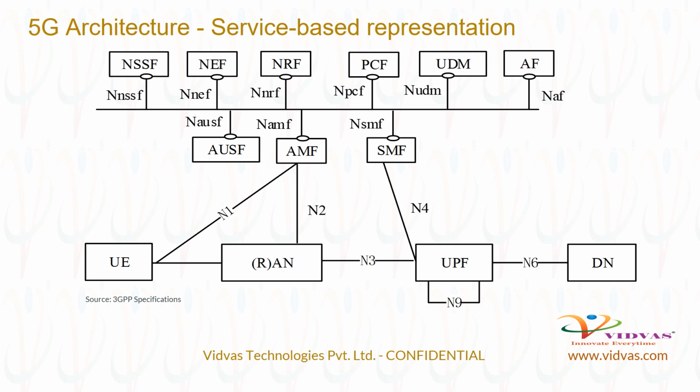AUSF can be considered as AuC functionality of LTE HSS. UDM can be considered as subscription handling of LTE HSS. PCF can be considered as PCRF of LTE EPC. DN can be considered as PDN connection of LTE. AMF, SMF service-based interface towards north side. The horizontal line above AMF and SMF shows service-based communication in 5G Core.